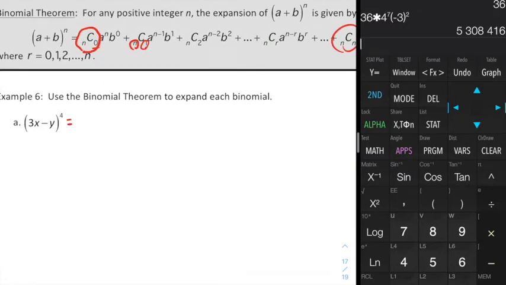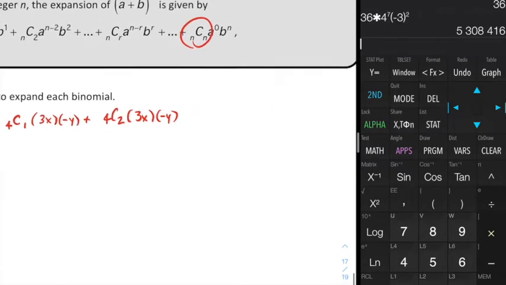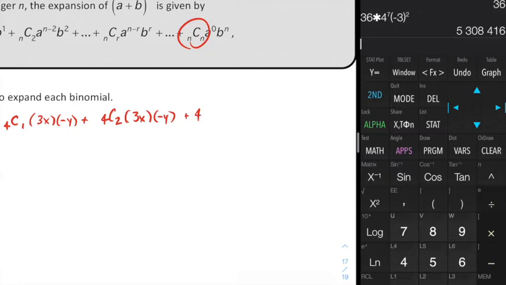This first one here, when you expand it out, your coefficient's going to be 4, C, and then 0 here. And then you'll have the 3x, and then the negative y. Okay. And then we'll go and get our powers here in a second. I like to do the powers at the end. Second one, you'll do 4C1, and then 3x, negative y. We'll get the powers in a second. Next one, 4C2, 3x, negative y. Okay, 4C3, 3x, negative y, and then finally 4C4, 3x, and negative y. And then now let's go back and get our powers.